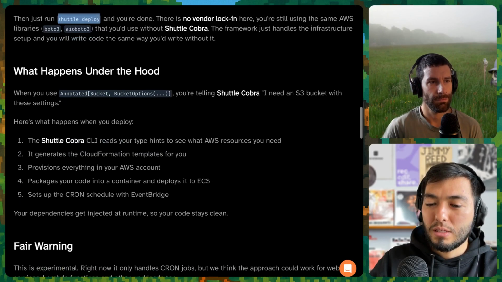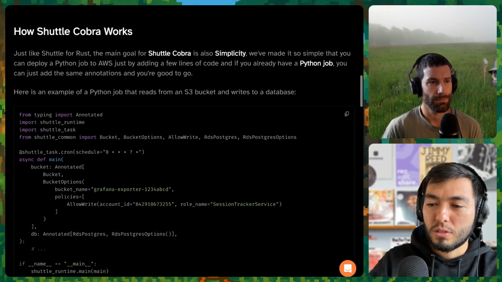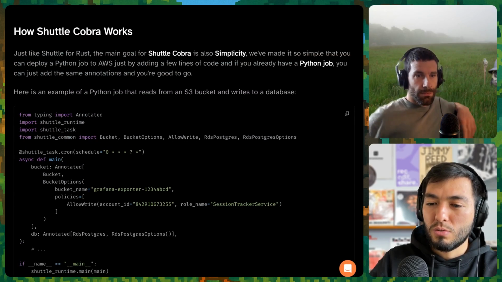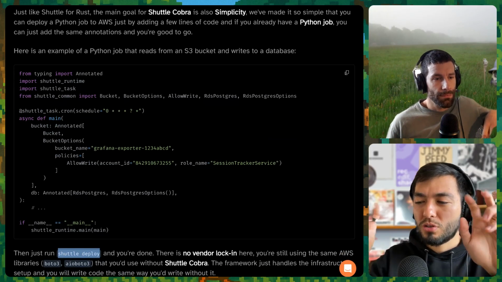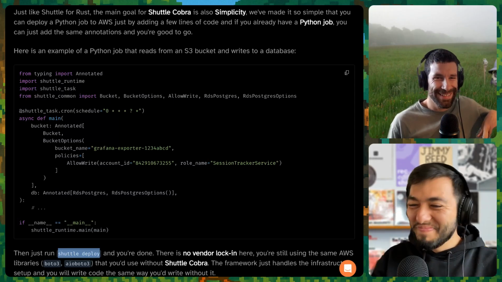It is limited. Today, I think they only do cron jobs and stuff like that. But I thought it was a neat idea, something new as well. I don't know if this is something you have seen before, this infrastructure from code. First time that I hear the term.